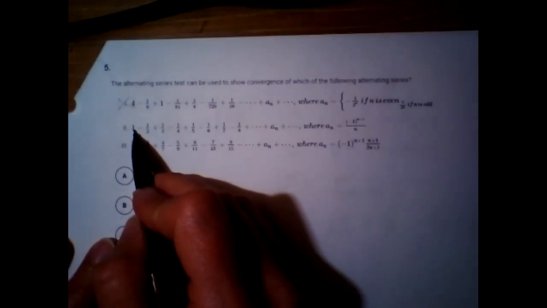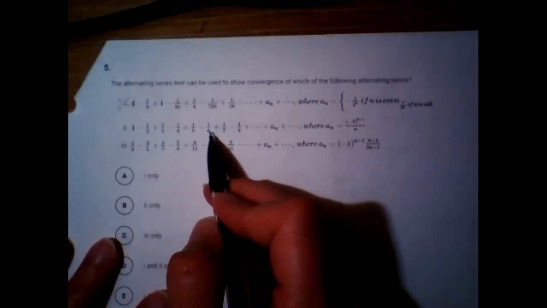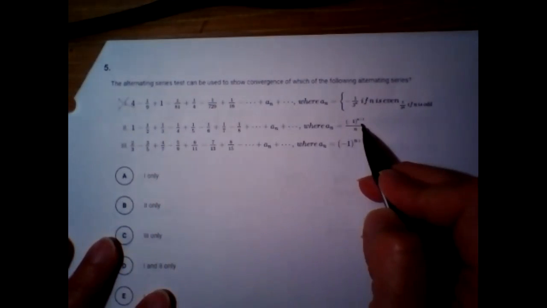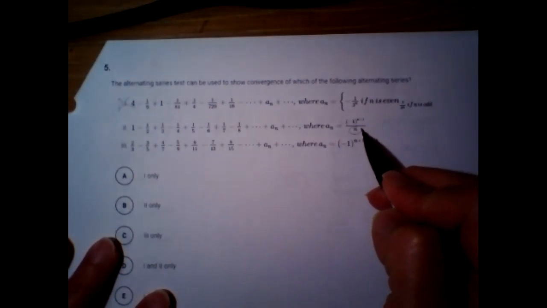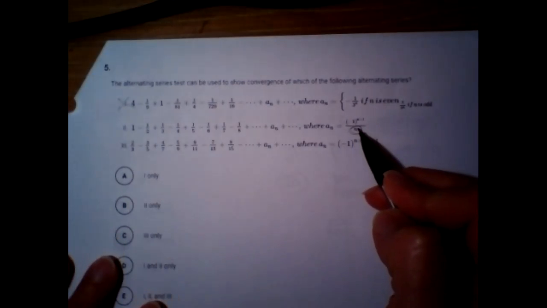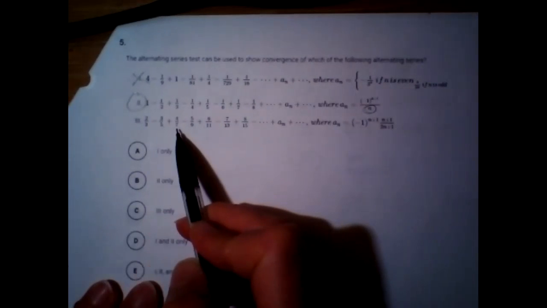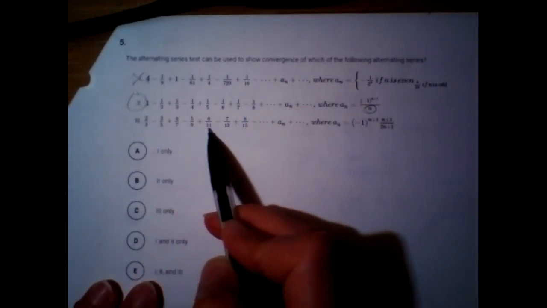Here, these are getting smaller. We have 1, a half, a third, a fourth, a fifth, so on and so forth. Those are going to keep getting smaller. And if we do limit as n goes to infinity, this denominator is going to get infinitely large. So that limit will go to 0. So this one, yes.